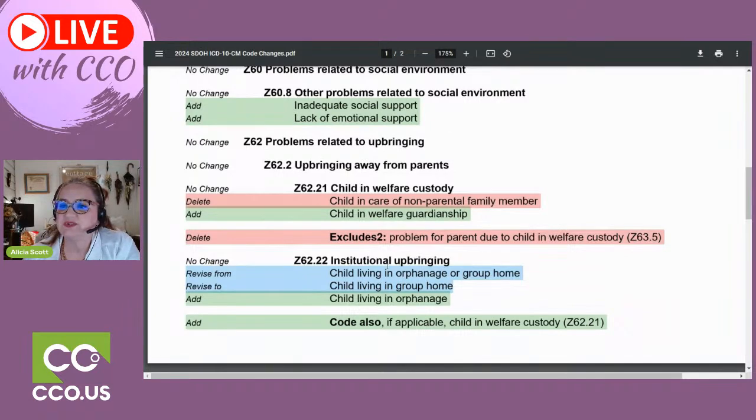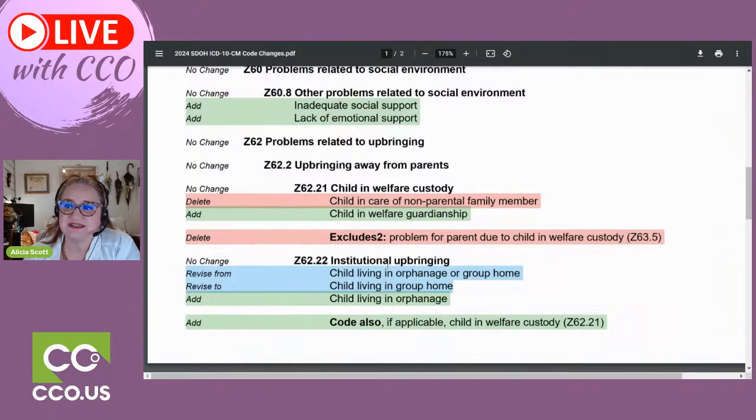Z62.22 institutional upbringing. They revised and changed the verbiage from child living in orphanage or group home to child living in group home. And I think most likely that was done because the term orphanage is antiquated. I don't think that is used anymore, and why would you use that, we don't use the word orphanage in the U.S. anymore.